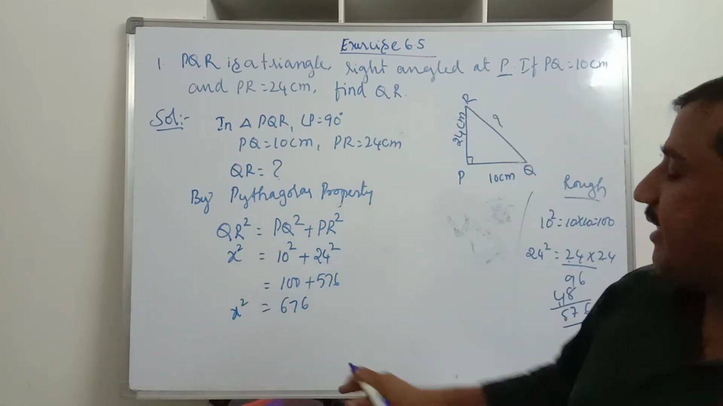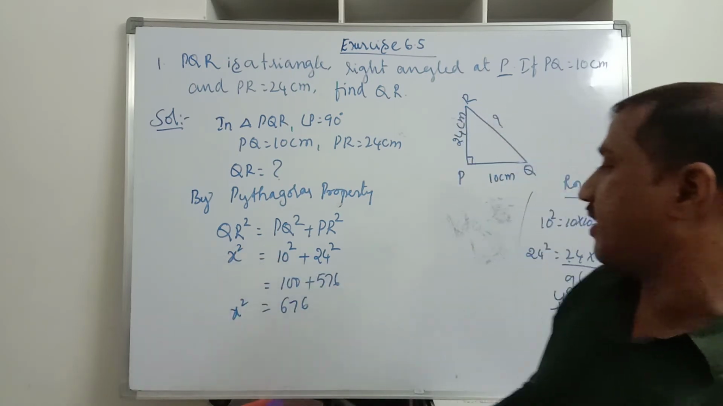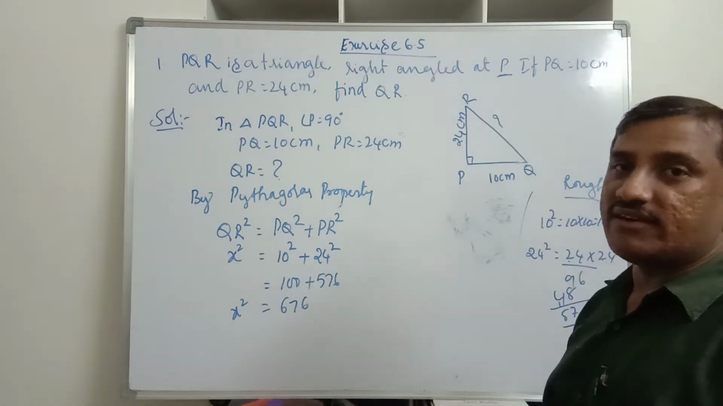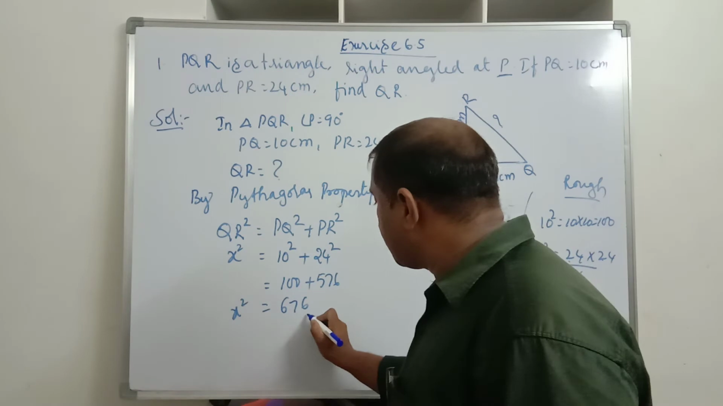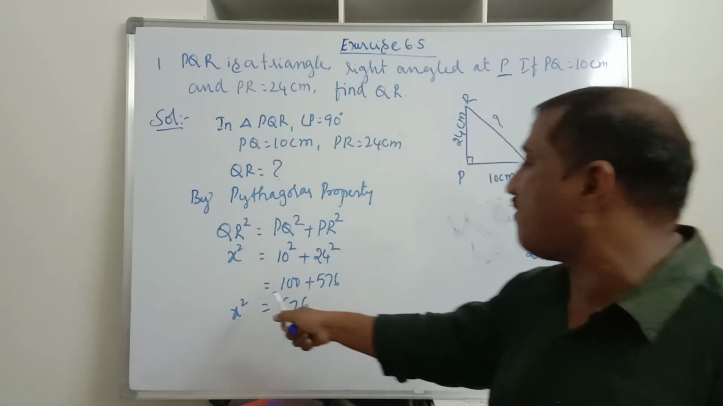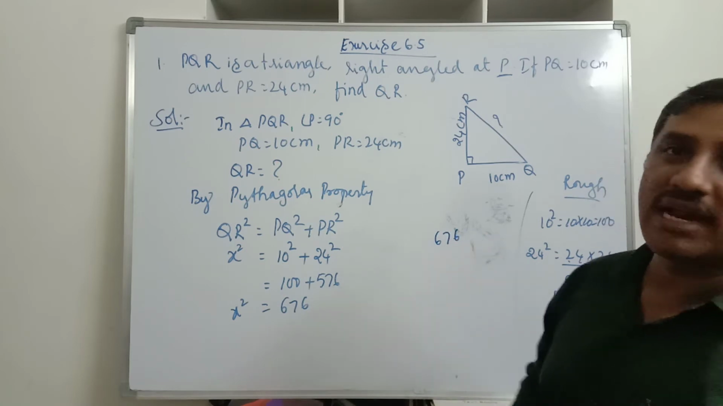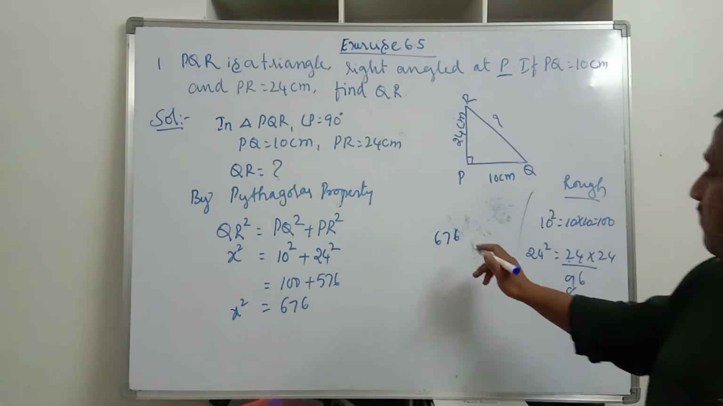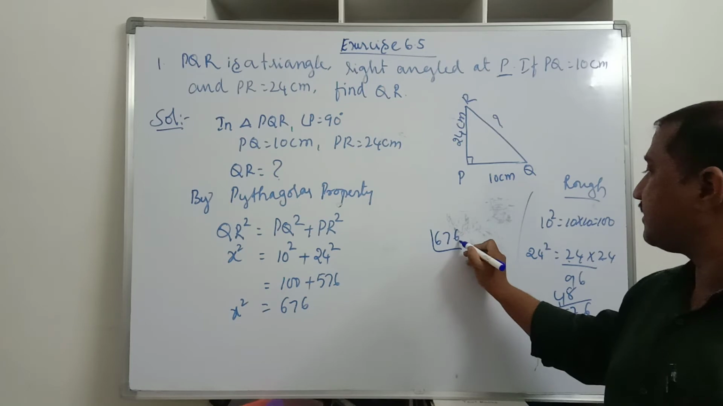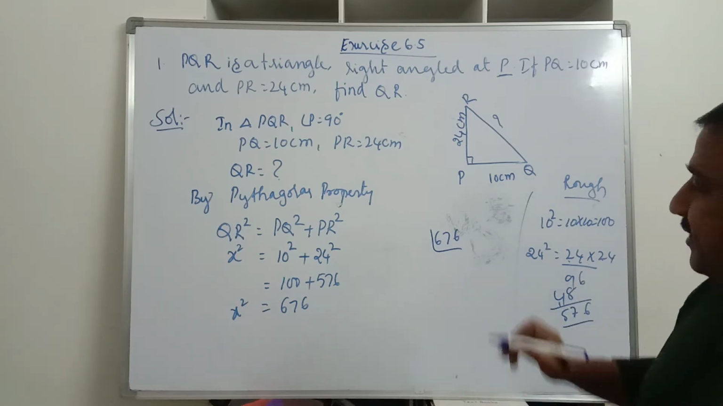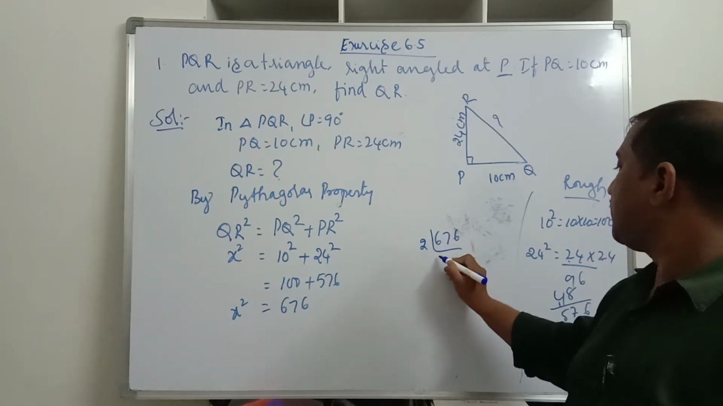QR is equal to X, QR square is equal to X square. Now X square is equal to 676. Write this in the form of exponents with the power 2. So that we can do by using what? Prime factorization. Find the prime factorization of 676. It is an even number. It is divisible by 2. That is, 2 3s are 6.